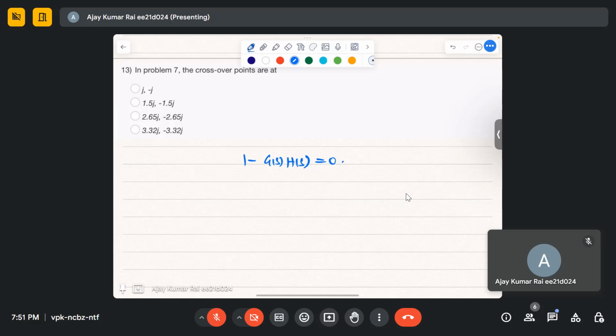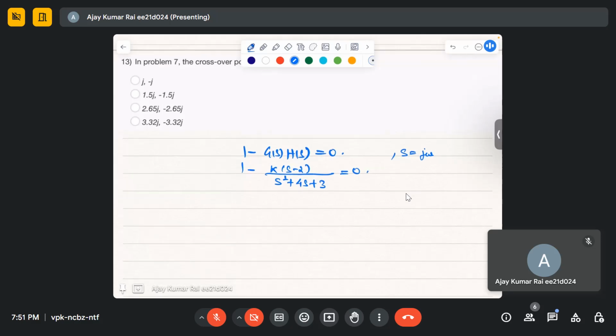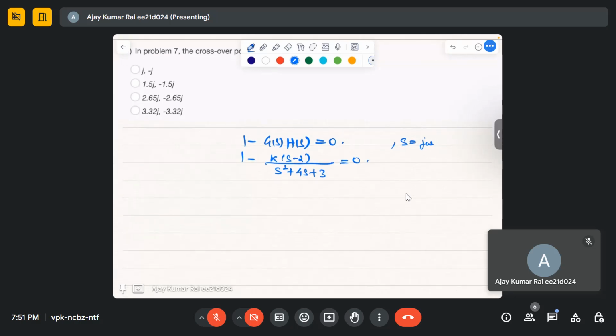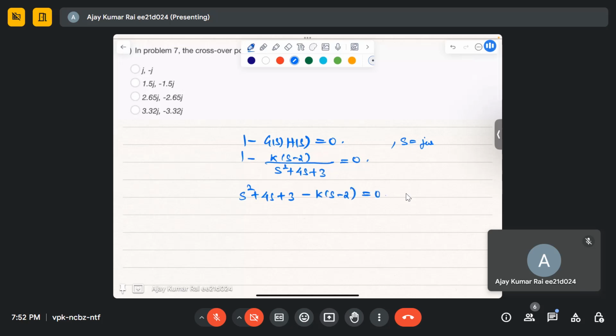At the crossover point, s equal to sigma plus j omega, and this sigma is equal to 0, so we'll be only left with s equal to j omega. First I'll write what is G(s)H(s). The equation is s squared plus 4s plus 3 minus K(s minus 2) equal to 0. If you put s equal to j omega, what you will get is s squared plus 4s plus 3 minus K(s minus 2) equal to 0.